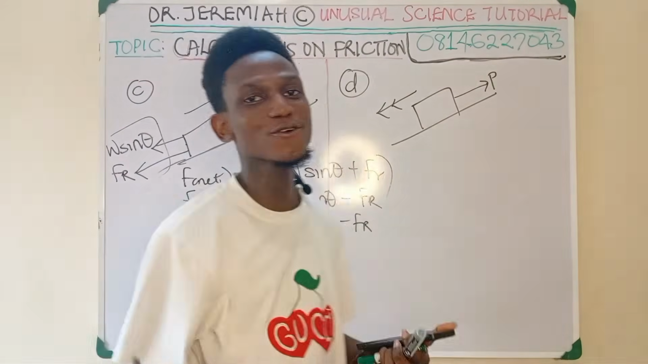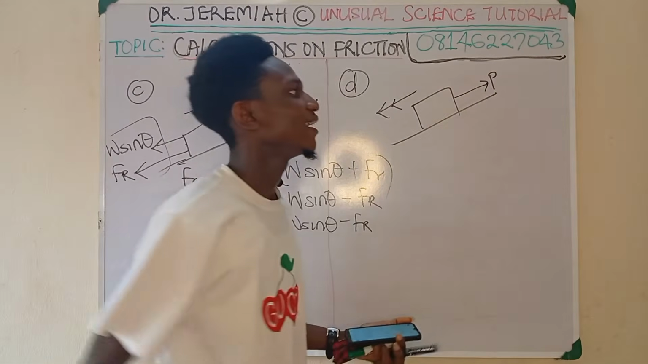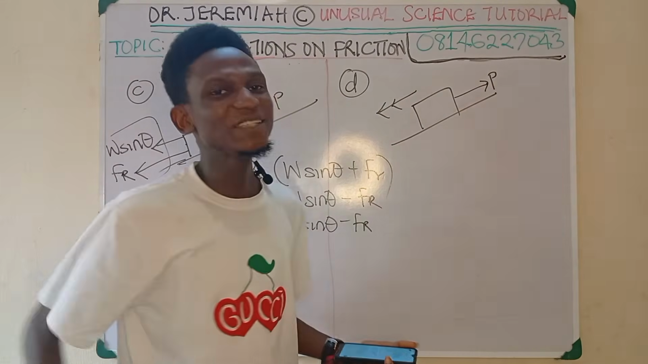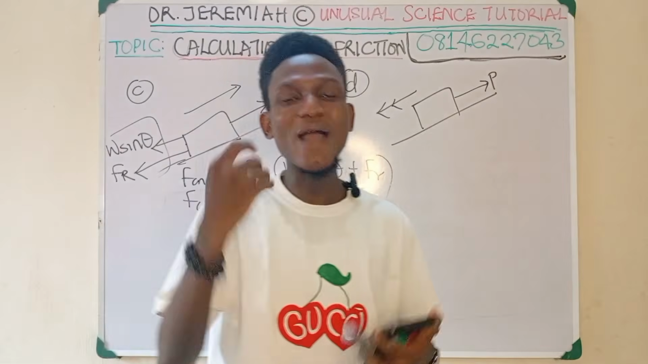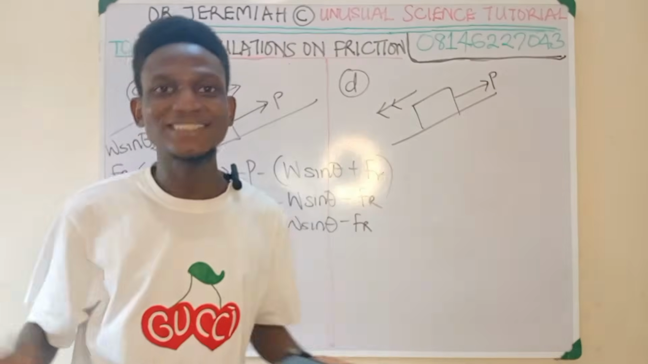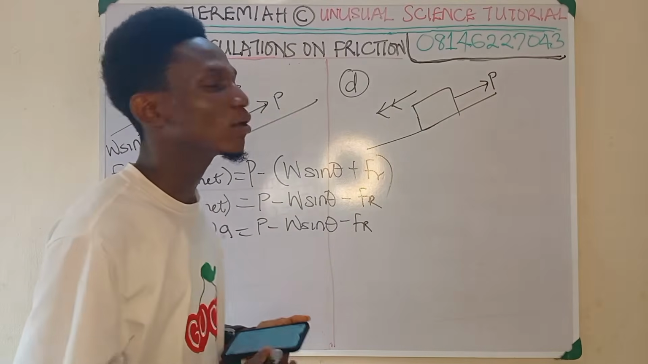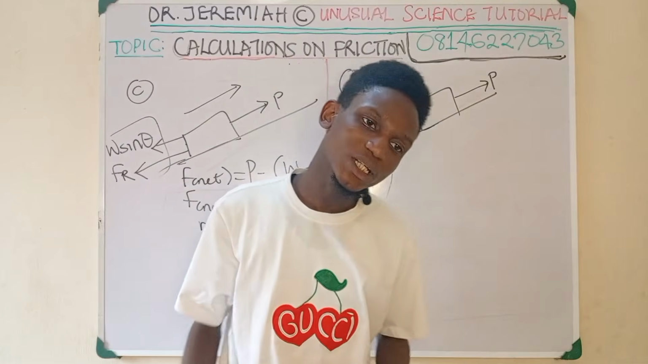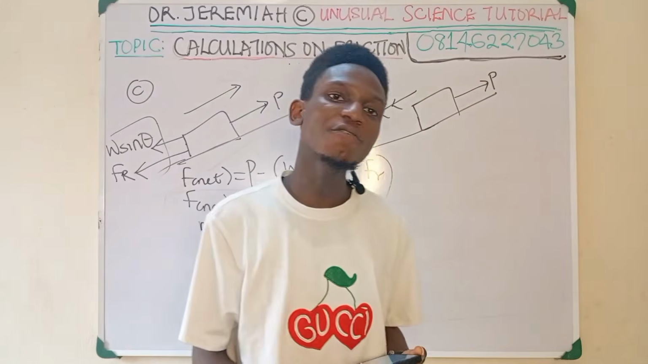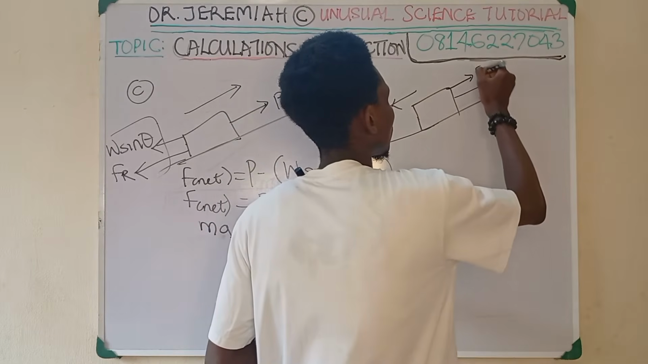So where is frictional force? I know some people will be like, since the pulling force is up, frictional force will be down, because all we have been doing ever since is that frictional force is in the opposite direction. But that's very, very wrong. Frictional force always opposes motion. Now, let me tell you where frictional force is. Frictional force is acting upwards.